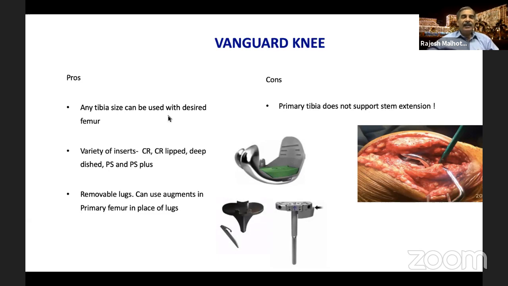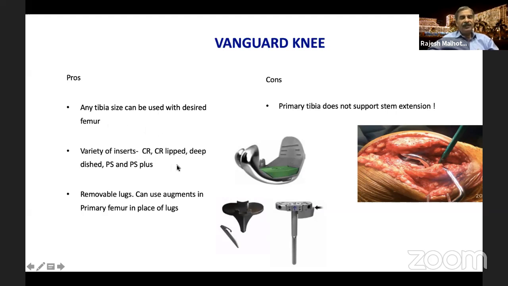The Vanguard knee has an advantage that there are very few knees, in fact none, in a PS design, which allows you unlimited compatibility between sizes. And it also gives you very big sizes of the femur. So anytime you are caught with an extra tall person, the chances are that you may not have an edge size of Next Gen available in India, but you will have the largest Vanguard available, which can take care of that. The matching options are fantastic.